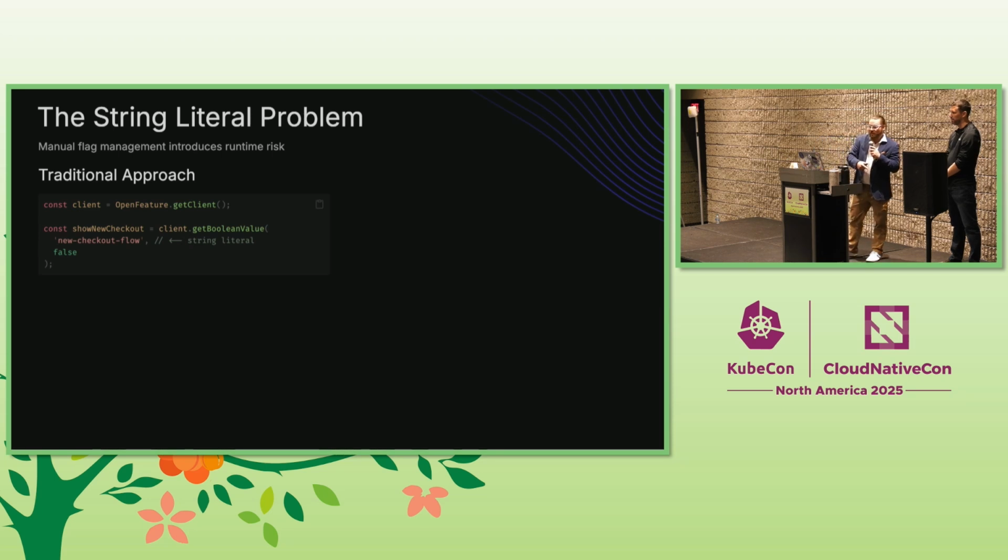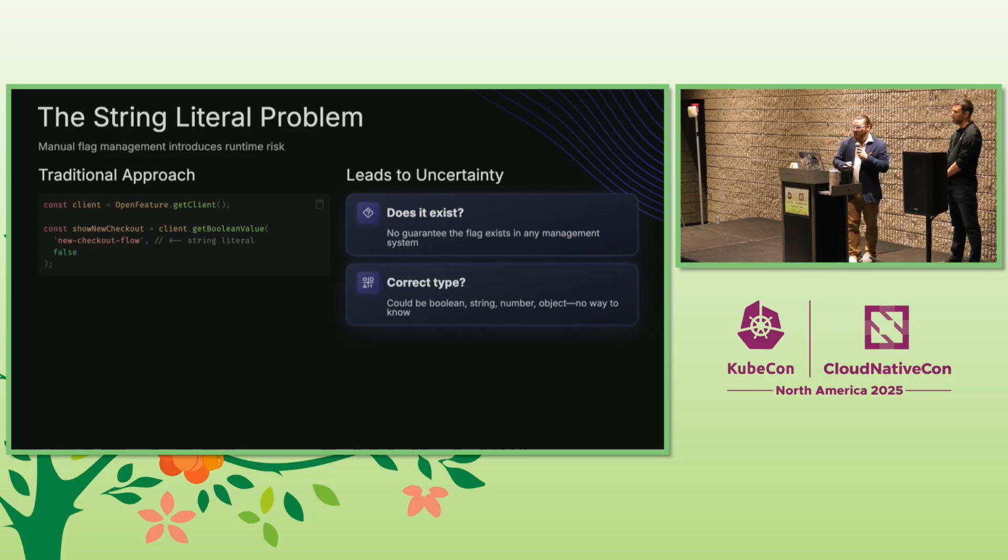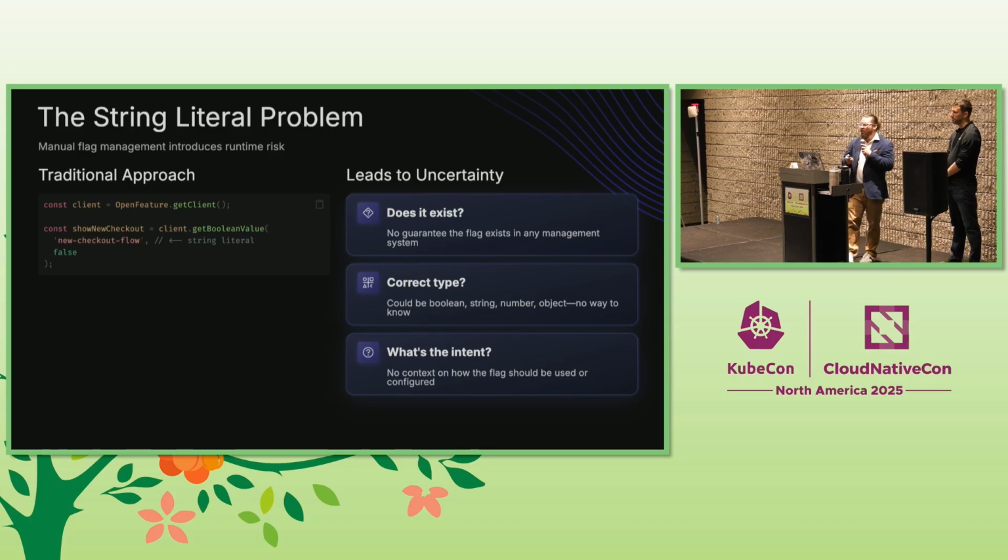The other problem is we don't know for certain if this flag was a Boolean flag. What if it was an object, a string, a number? So this leads to uncertainty. Does the flag even exist? Is it the correct type? What's the intent of the flag? There's no metadata around this flag right now. We don't understand what the flag was for, what its purpose or intent was. So we could really use some automation here to make this whole process more seamless and safer and mitigate risk.